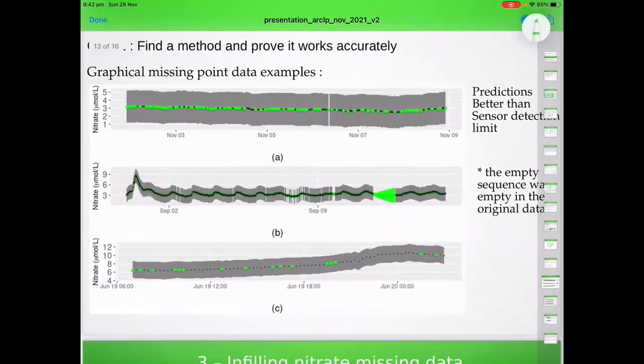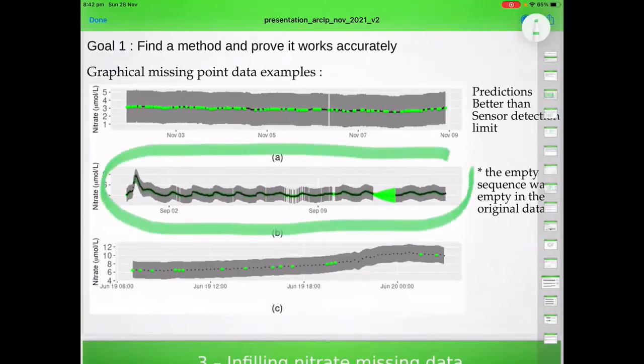For the second picture, you can see that the original data have been completely missing, so we don't have this data. And you can see that our prediction is still within the sensor detection limit. And this is on the C part, just to see a pattern when we have an increase of the nitrate, and you still predict pretty well with our model.